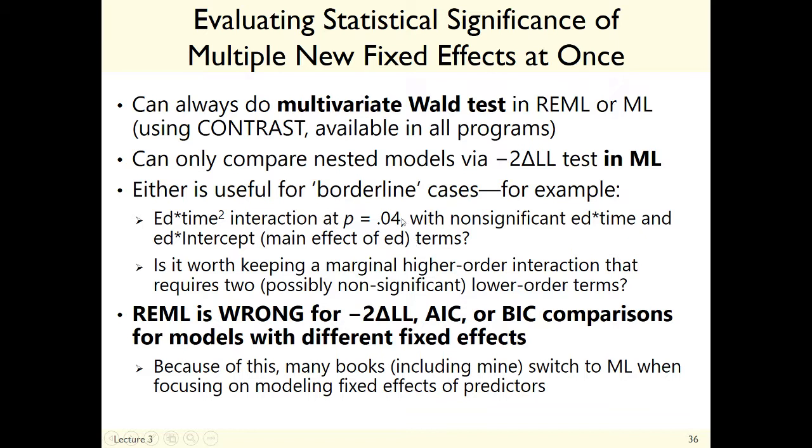This can be useful, too, to decide amongst borderline cases. So if you have a higher order interaction that's marginal, you can think about, is it worth adding all the main effects that go underneath it to keep this interaction and that kind of thing. So in bold print here, the one thing you can do to screw up model comparisons is to forget in REML that you can't do -2 log likelihood difference for models of different fixed effects. That's the one thing.